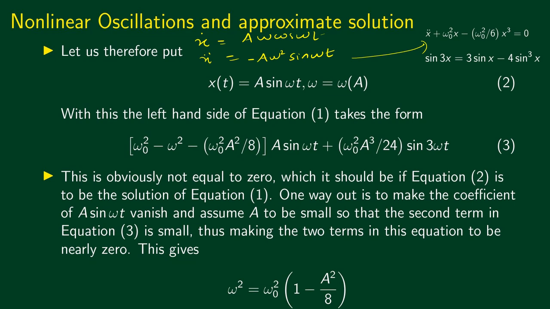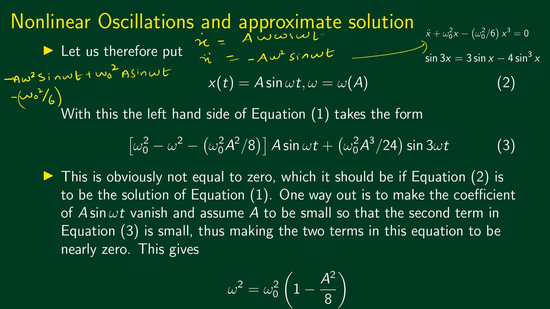So when you substitute this here, the equation becomes: x double dot gives minus a omega square sine omega t, plus omega 0 square times a sine omega t, minus omega 0 square divided by 6.